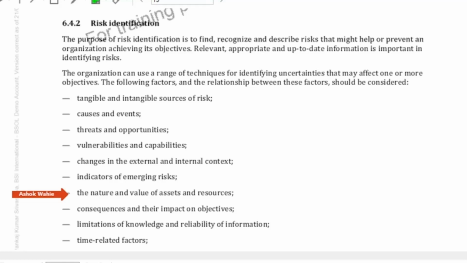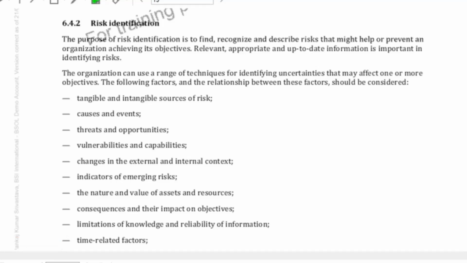Then when we are identifying the risk, we have to identify the limitations of knowledge and reliability of information. Very, very important, as somebody brought out in the morning. Say I do not have any information on what the risk is, because I'm just a startup. What is the limitation of this knowledge? I have based this knowledge on hearsay, or on surveys published by various global agencies. Then I also need to understand time-related factors. If this risk is not mitigated within a finite time, what is going to be the impact on achieving my objectives?